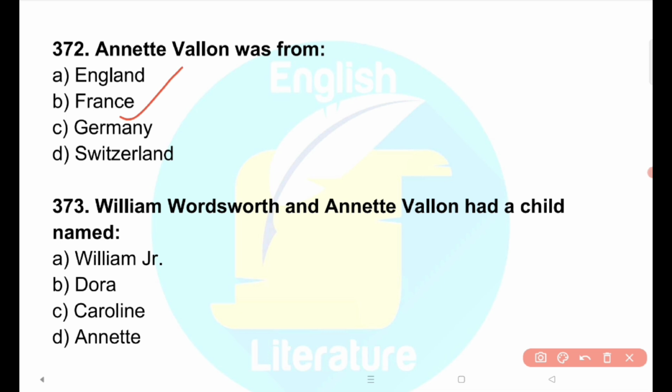William Wordsworth and Annie Wallon had a child named option D, Caroline. Wordsworth and Annie Wallon had a daughter named Caroline, born in 1792 in France. Dora was Wordsworth's daughter with his wife, Mary Hutchinson. Annie, the child, was not named after her mother.